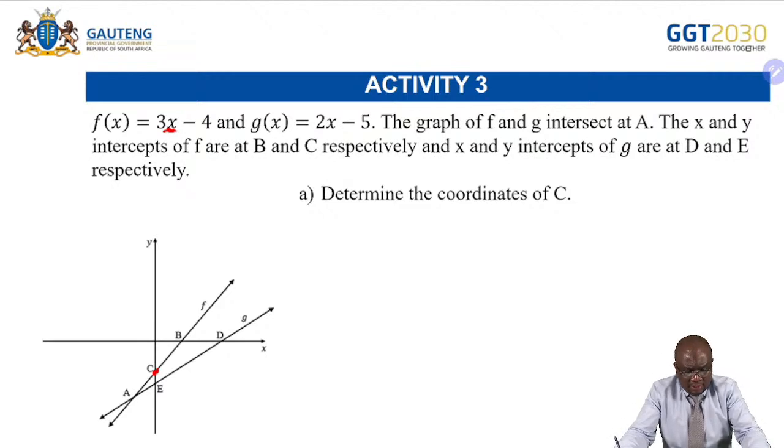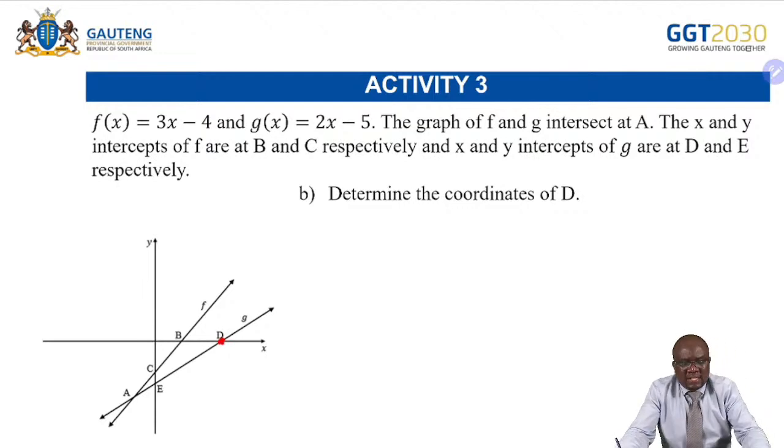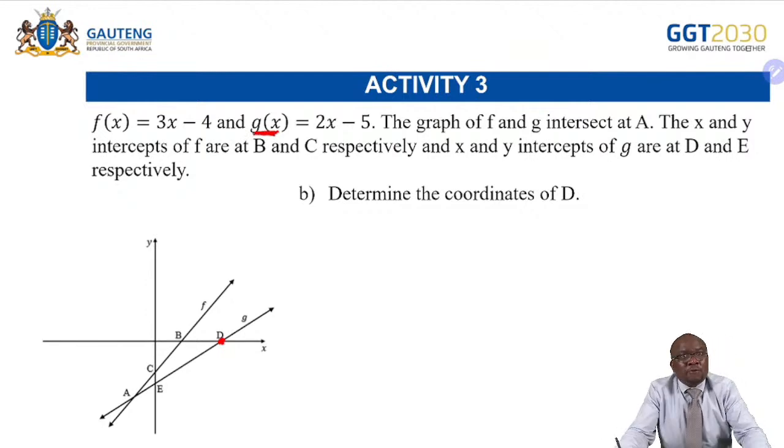Okay, right. The second one was finding the coordinates of D. What is D? D is the x-intercept of g. So how do we find the x-intercept? Where there's y, we put 0. So we're going to put 0 here, and then you solve for x. You're going to put 0 there and solve for x.